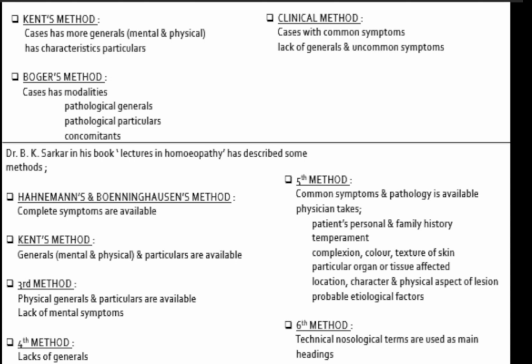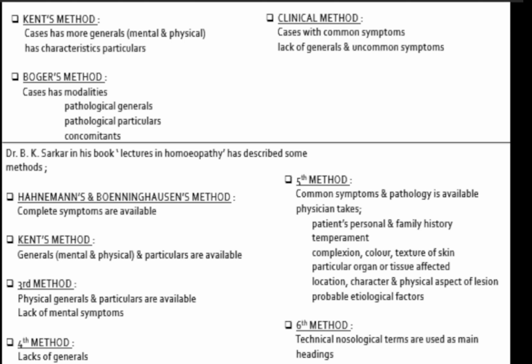Second is Kent's method. This means you have clear mental and physical general symptoms like how the patient reacts to temperament or their overall mood with some characteristic particular symptoms. Third is Boger's method. This is one to choose when your case is rich in modalities. It means you know exactly what makes the patient's symptoms better or worse. It also focuses heavily on pathological generals and particulars.